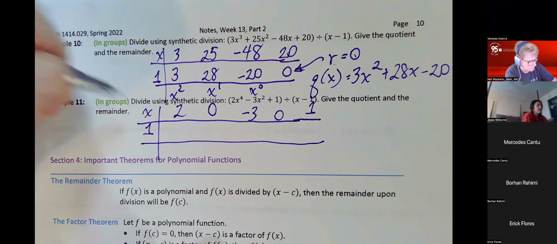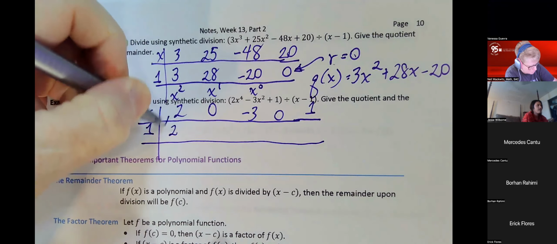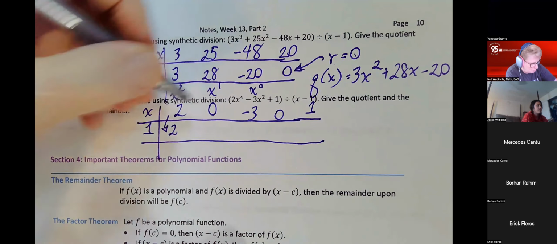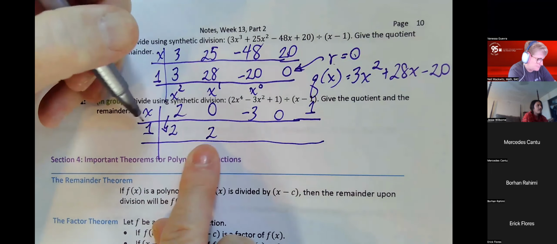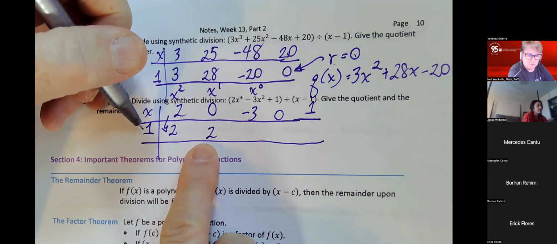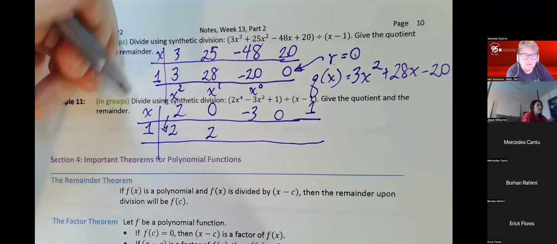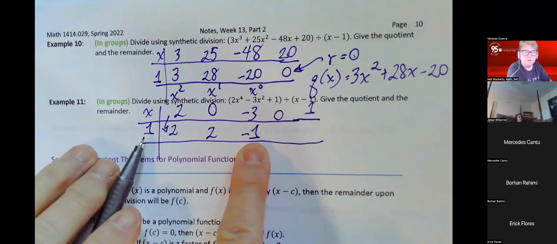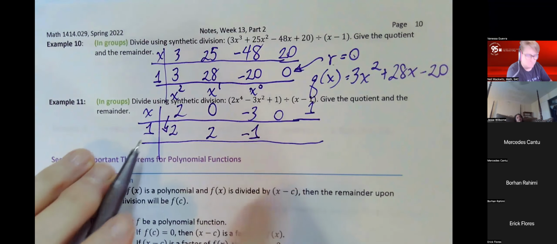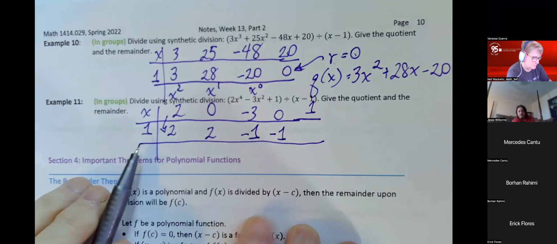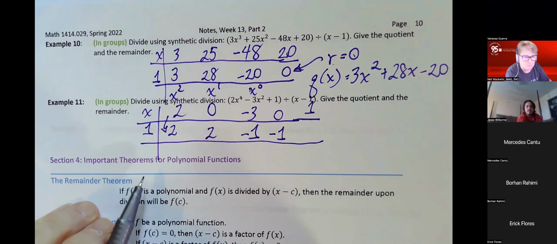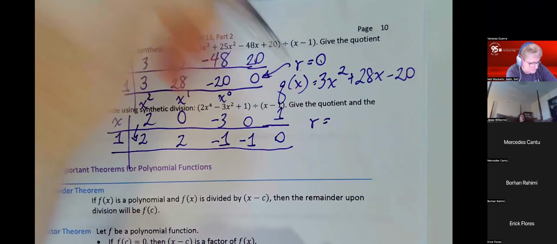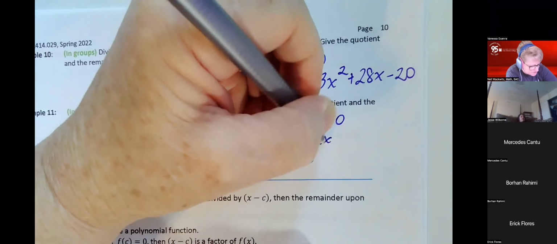And then for the next one, it is 2. And then we multiply and add. Yes. And again, 2. 2 times 1, minus 3, negative 1. And then 0 to negative 1 is negative 1. Good. And then the negative 1 and the positive 1 cancel out to 0. Good. So what is the remainder? It's 0.